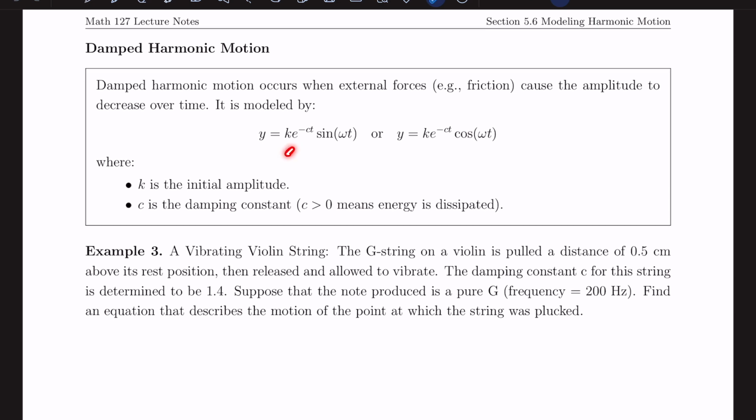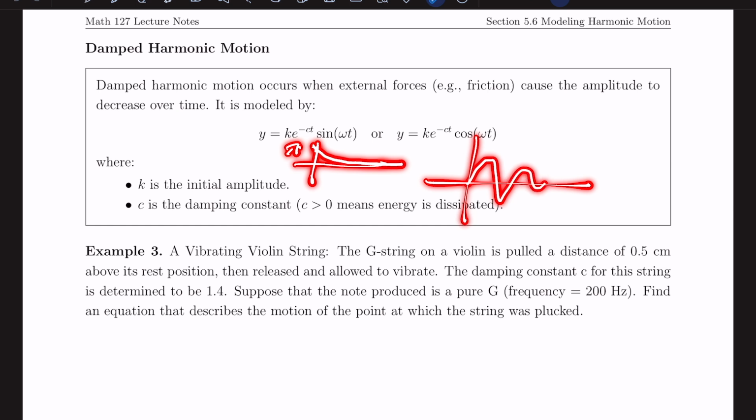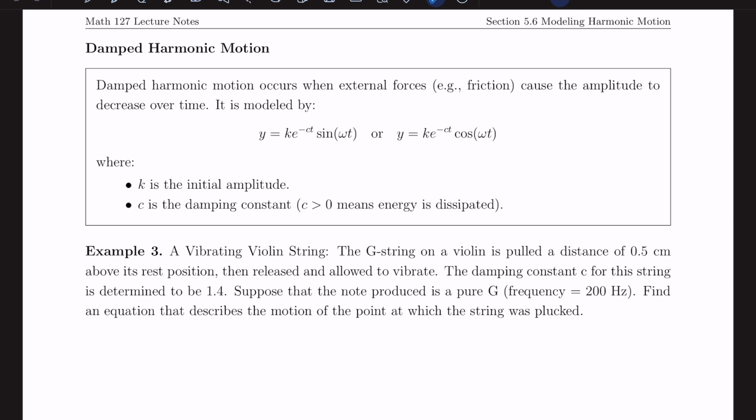If you remember your negative exponents from 126, you notice that if you graph this, this term right here by itself slowly goes down. So what happens is when you graph the harmonic oscillator, it slowly goes down like that, following this term. Okay, so the amplitude gets smaller and smaller and smaller over time. And so that's what we have here.